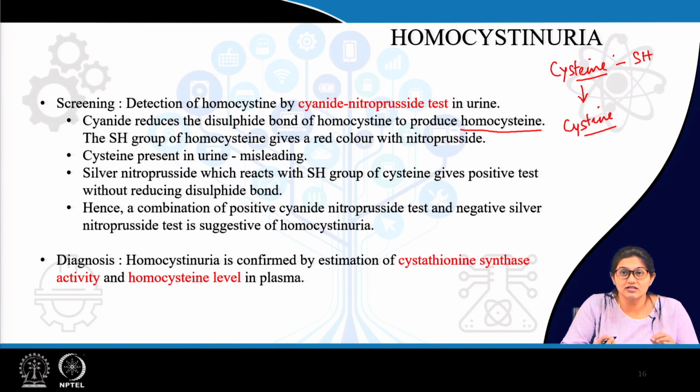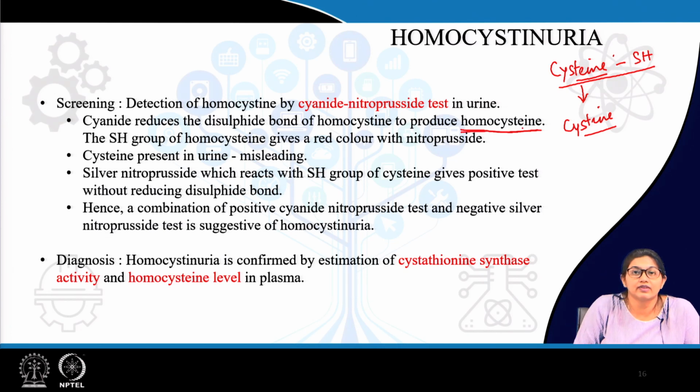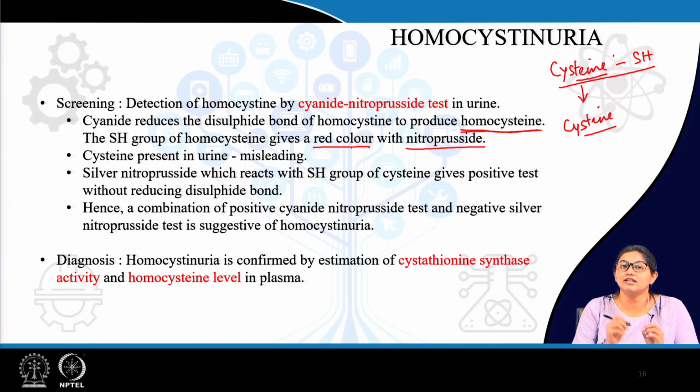So, once the disulfide bond is reduced, homocystine is also forming homocysteine. Now, the cysteine reacts with the nitroprusside and forms a red color. Now, the problem is, if only cysteine, not homocysteine, is present in urine, that can be misleading, because homocysteine as well as cysteine will both react with nitroprusside.